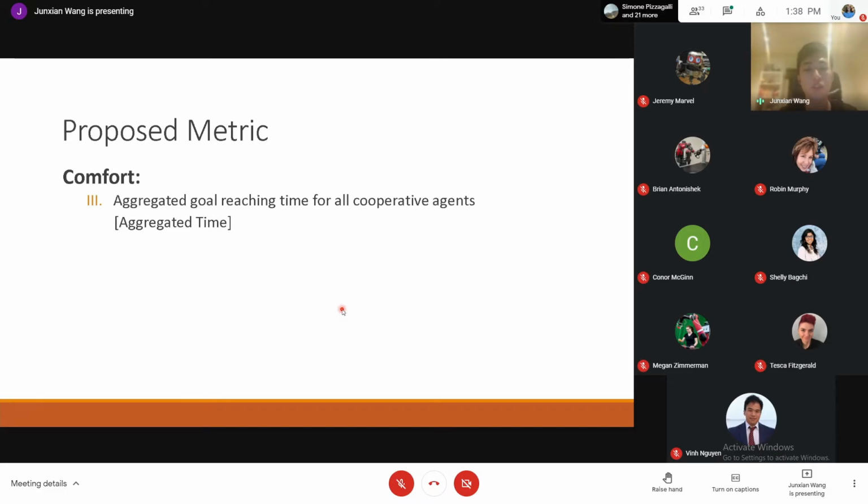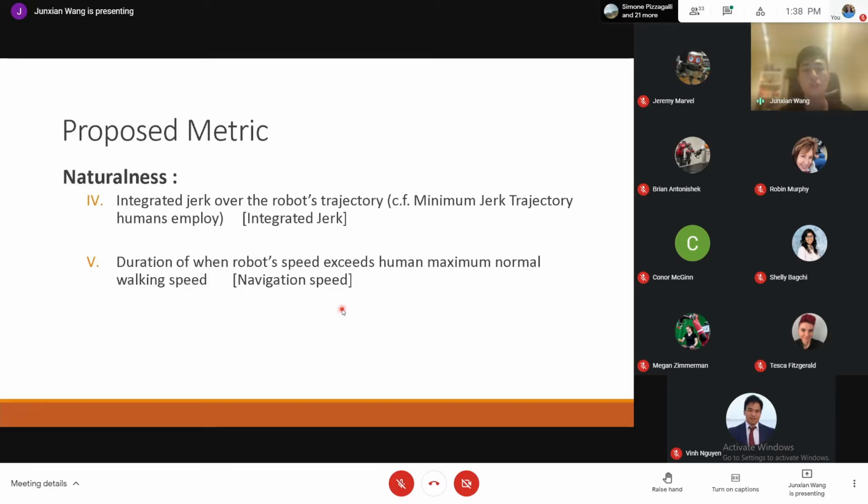The second category is on naturalness. There are two metrics for this. Firstly, we have the integrated jerk of the robot's trajectory. Humans often employ trajectories with near minimum jerk. So we are aggregating the jerk for each time step for the robot over the whole trajectory of the robot.